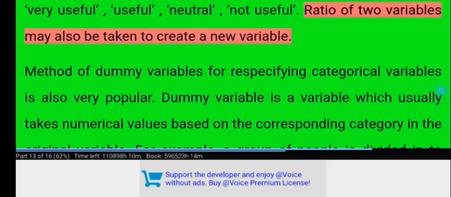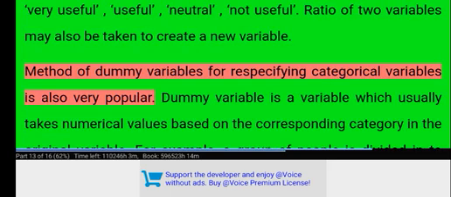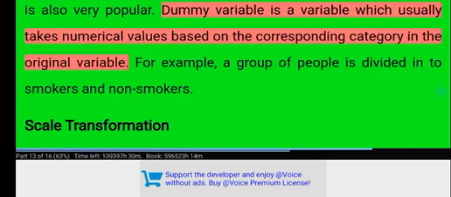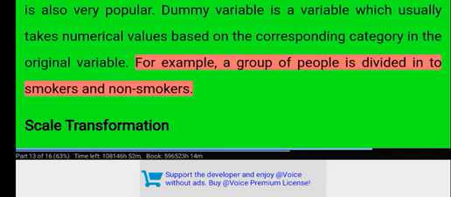Ratio of two variables may also be taken to create a new variable. Method of dummy variables for respecifying categorical variables is also very popular. Dummy variable is a variable which usually takes numerical values based on the corresponding category in the original variable. For example, a group of people is divided into smokers and non-smokers.